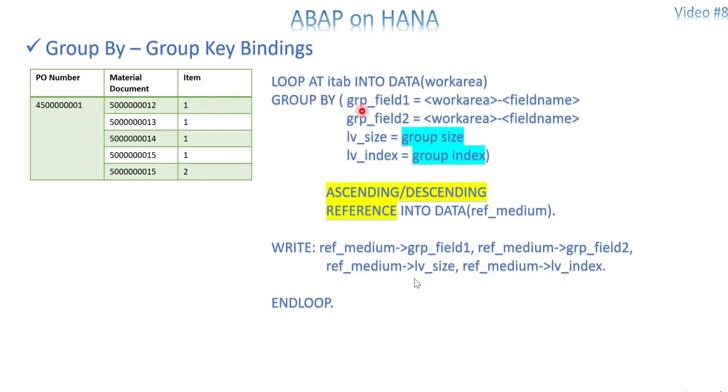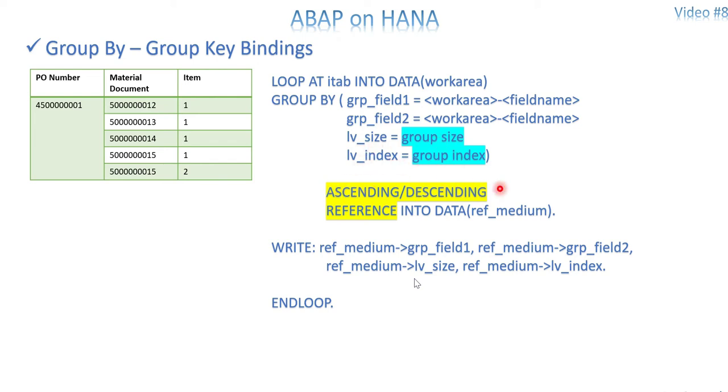So group by, and I want group 1, field 1, field 2, and I want a group size. These are ABAP keywords, group size and group index, and this is a variable. On the fly you can declare it. So LV size equals group size, LV index equals group index.